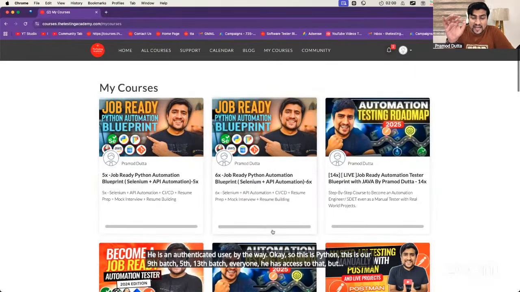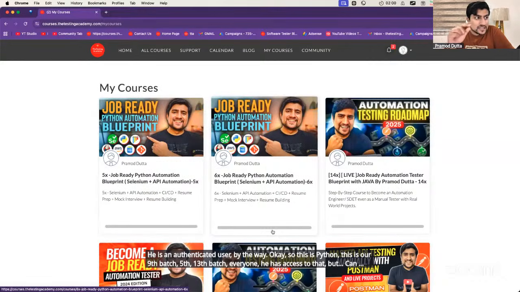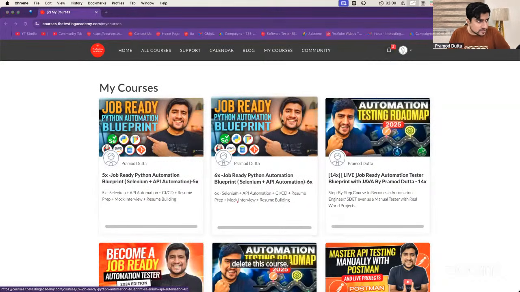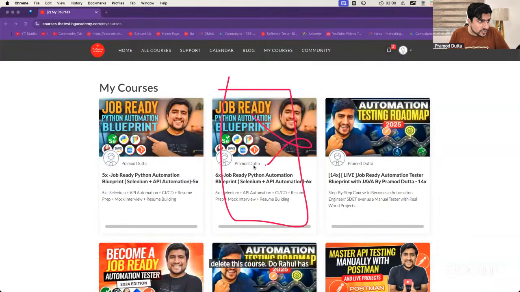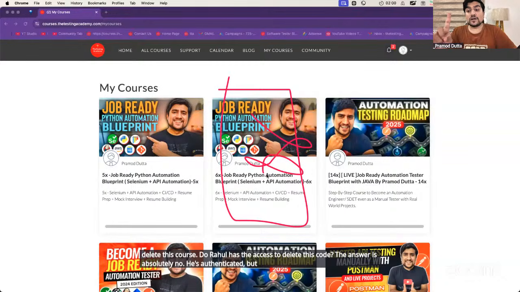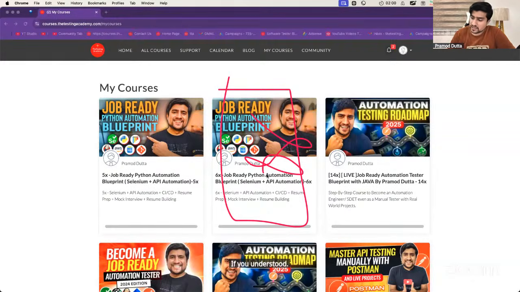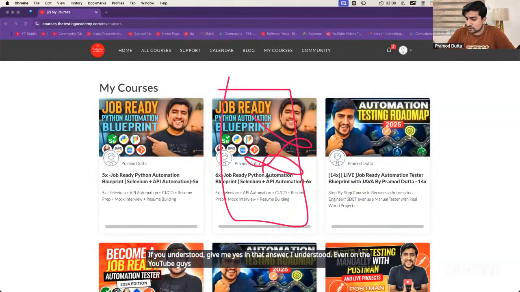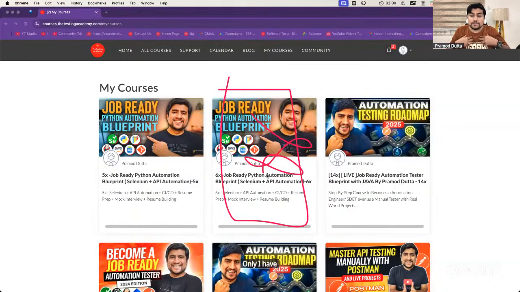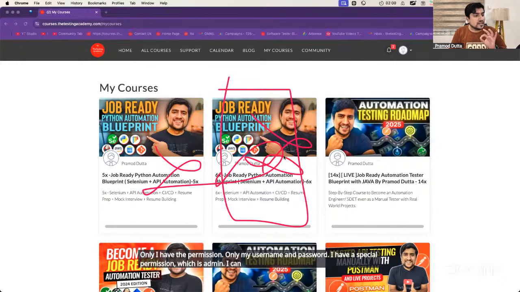But can Rahul delete this course? Does Rahul have the access to delete this course? The answer is absolutely no. He is authenticated, but he is not able to do it. He will not be able to delete it. If you understood, give me yes in the chat. Only I have the permission, only my username and password has a special permission which is admin. I can delete this, only I can delete. So I am an authorized person.